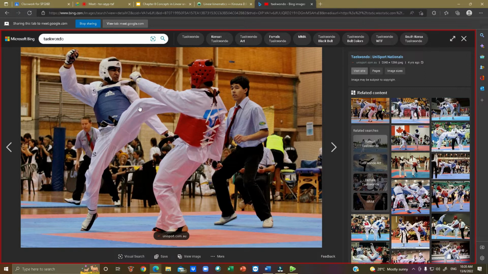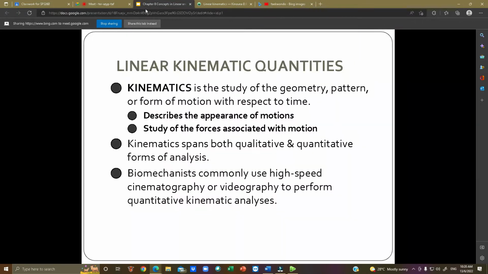Laju tak laju. Ni dia sepak tinggi tak tinggi. Means displacement ataupun distance. That is the difference between kinetics and kinematics. So for today, we are going to talk about kinematics. Okay, study of pattern and geometry. Kinematics span both qualitative and quantitative. Biomechanics commonly use high-speed cinematography, high-speed photography in order to quantify kinematic analysis.